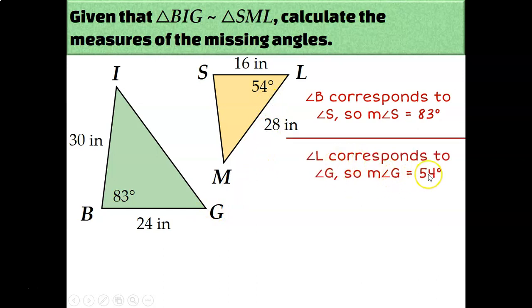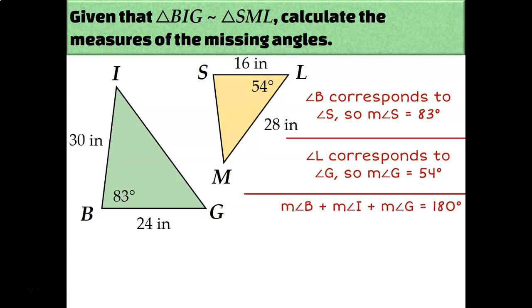So angle G must measure 54 degrees. But how am I supposed to figure out angle I and angle M? They're corresponding because they're the middle letter out of both triangles' names, but I don't know either of their angle measurements. But remember from first semester that the sum of the interior angles of a triangle is always equal to 180 degrees. So I could write something like this.